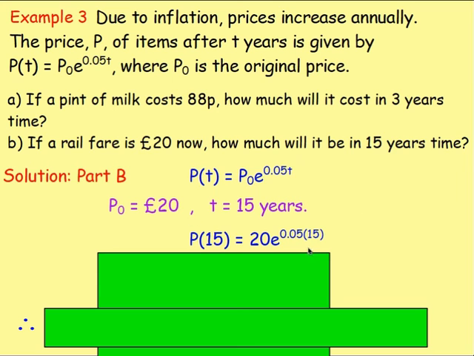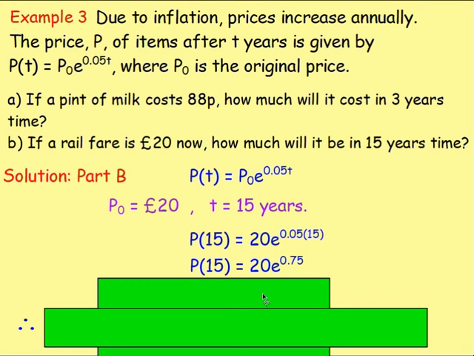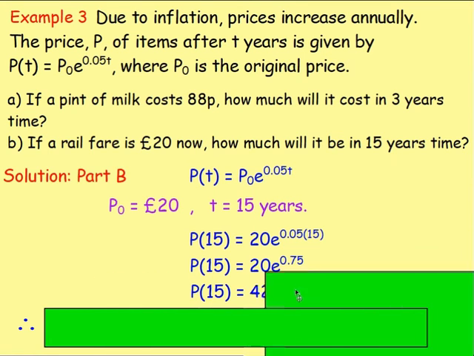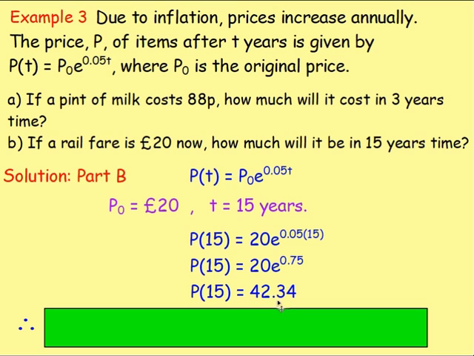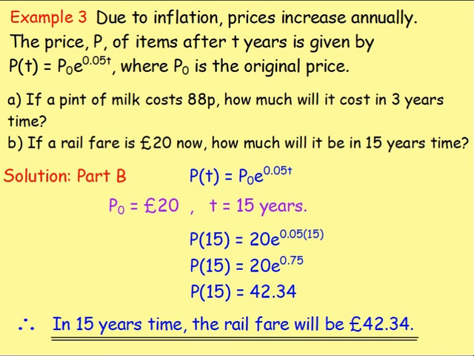So we get that. From there, if you work out 0.05 times 15, that gives you 0.75. So it's 20 times e to the power of 0.75. And from there, if you work that out, you get 42.34 to a couple of decimal places. Therefore, the rail fare is £20 just now, but in 15 years' time, it will be £42.34.